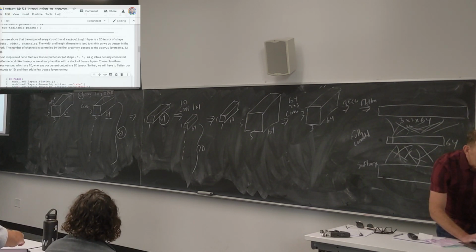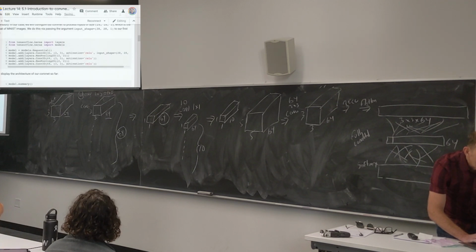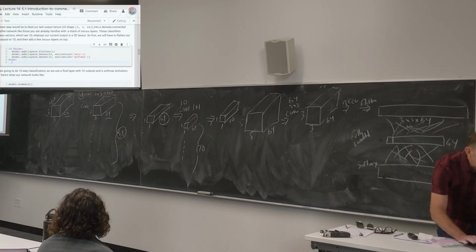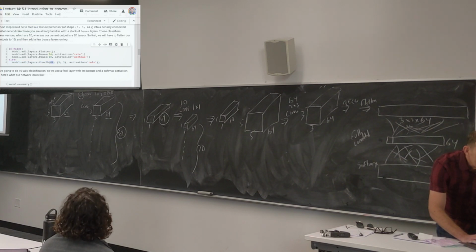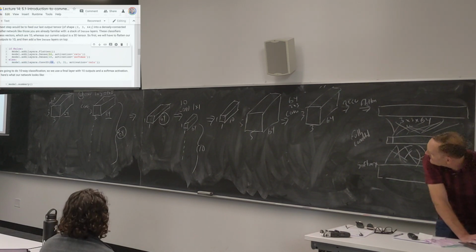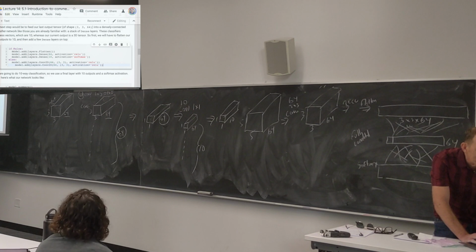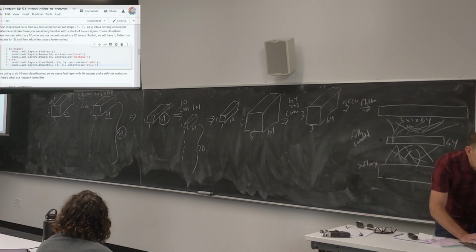So let's see, we want to add a conv2d. Let's go ahead and steal one of those. Here's a conv2d. So we will add, how many of these do we have? 64, yeah, 64 3 by 3s. And then after that, we had a 1 by 1. And how many of them? 10. And what activation do we want with these 10? Softmax. And now let's do a flatten at the very end.